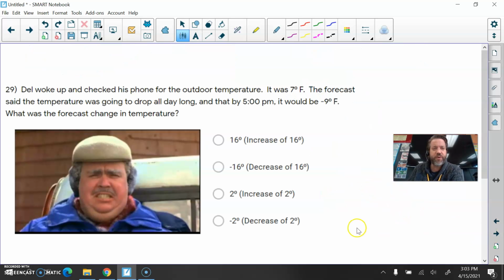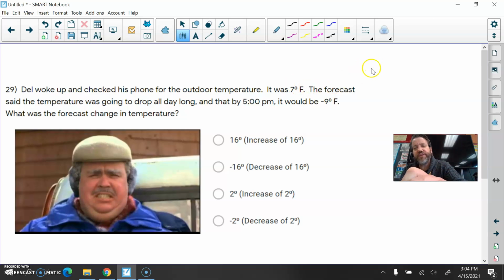All right, now the word problems. 29. Dell woke up and checked his phone for the outdoor temperature. It was 7 degrees Fahrenheit. That's above 0, isn't it? The forecast said the temperature was going to drop all day long. It's going down during the day. Must be a cold front coming in. And that by 5 p.m. it would be negative 9 degrees Fahrenheit. What was the forecast change in temperature?